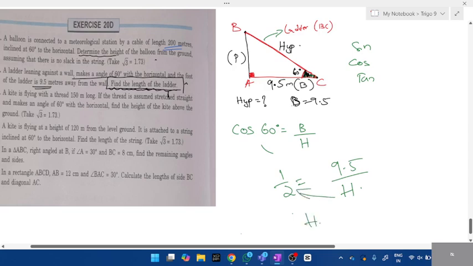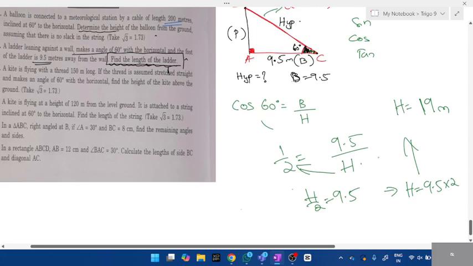If it goes to the other side, h divided by 2 is equal to 9.5. And the 2 will get multiplied. 9.5 into 2. So what is the hypotenuse? The hypotenuse is nothing but the length of the ladder. 19, right? What is the unit given? Look for the unit in the question. Meter. 9.5 meter is given, so this should be meter, 19 meters.